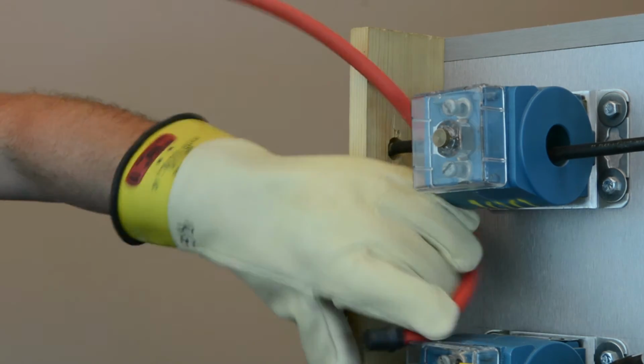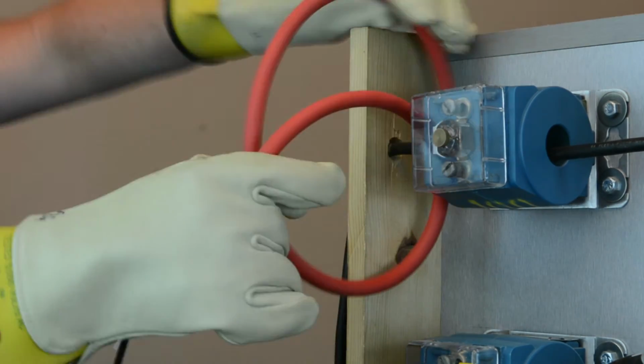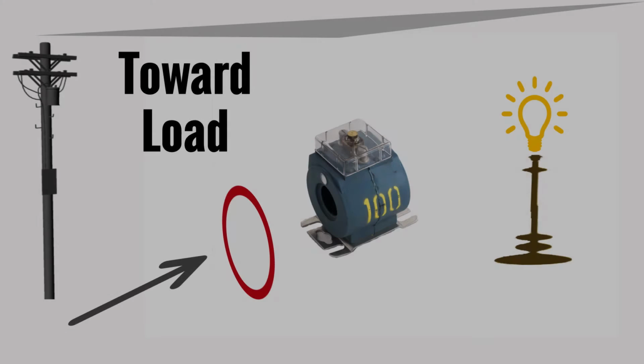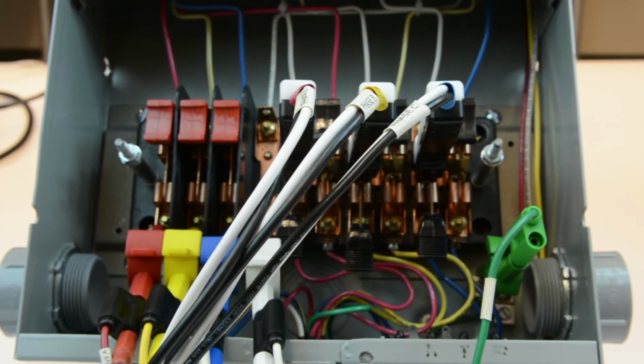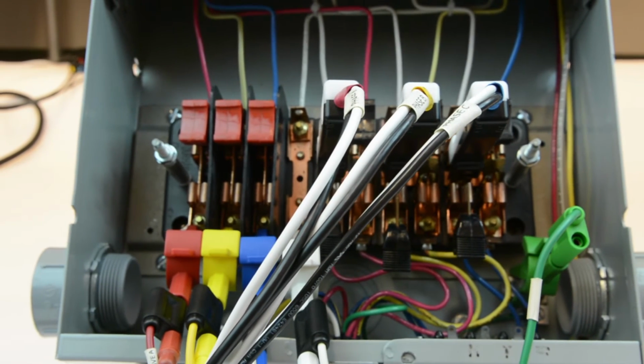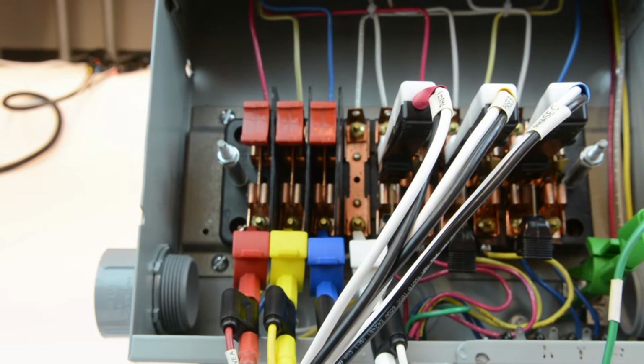Now double wrap the flex ring around the primary current for phases A, B, and C. Make sure the arrow on the flex ring is pointing toward the load. Verify your connections are properly made and press F6 again to continue with the test.